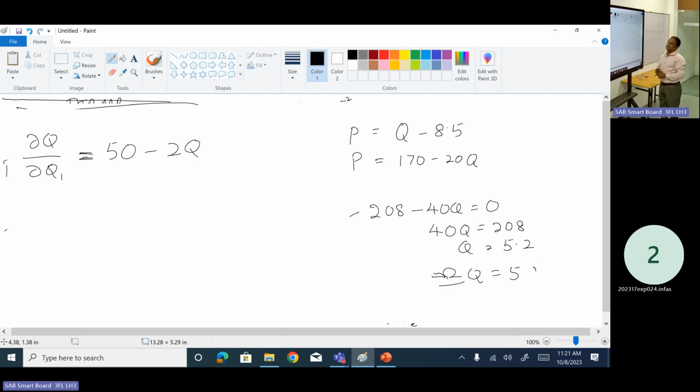The other one is Q2, right? So this is the marginal profit function of Q1 and Q2. So the marginal profit function of Q2 is 100 minus 8Q2, right?